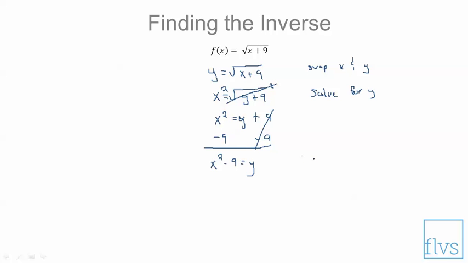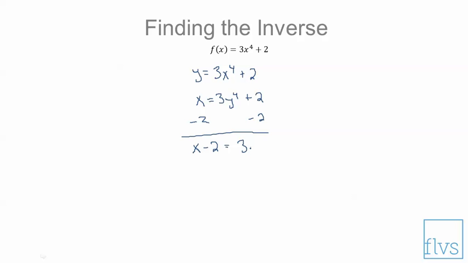Now the very last thing you're going to do is just change the notation. All that means is instead of y, I'm going to put f of negative 1 of x, which means the inverse function is x squared minus 9. And it's as simple as that. Just be careful with the radical signs because you've got to work out the order in which you see them.